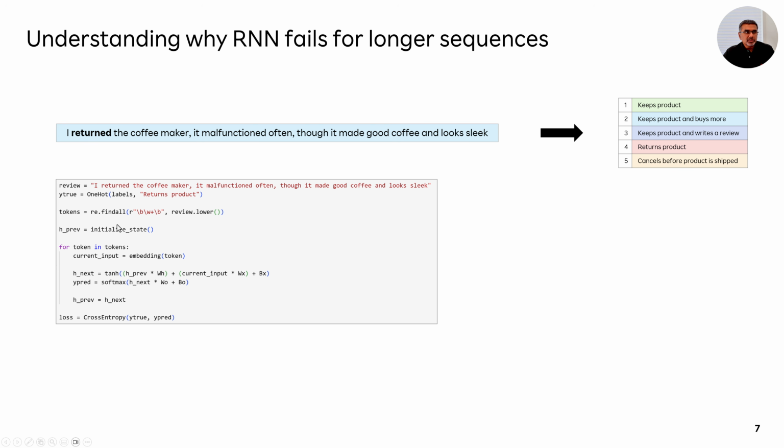And then for each token, like "I returned the coffee maker" and so on, you get the embedding, you multiply the embedding with a weight matrix, add to it the bias, and then you take the prior state, which is initialized to 0, multiply it with the context weight matrix. Then you use tanh, and then you calculate the next state that you're going to pass to the next token. Again, I'll not go into all the details here because I've shown this using different examples in the prior episode. If you don't know what this is, I would highly recommend that you go back and look at the prior episode.